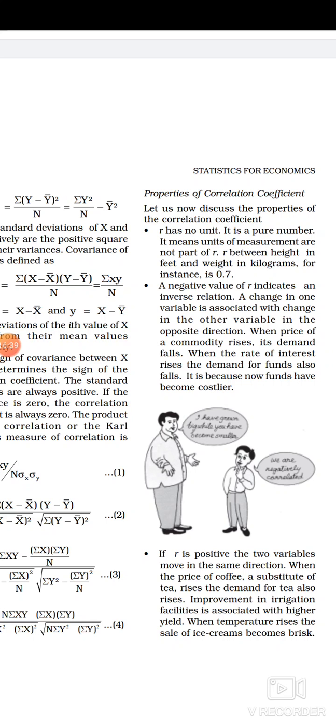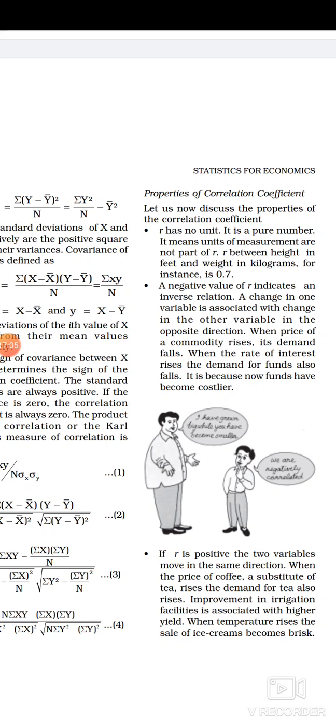Number 1: r has no unit. It is a pure number. It means units of measurement are not part of r, whether height in feet or weight in kilograms. For instance, r is 0.7.